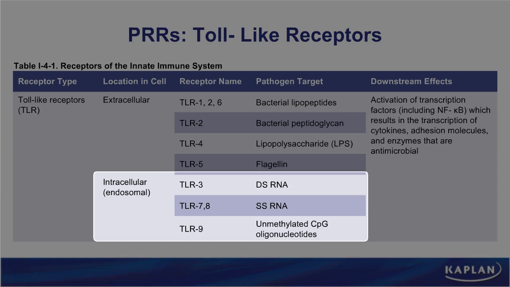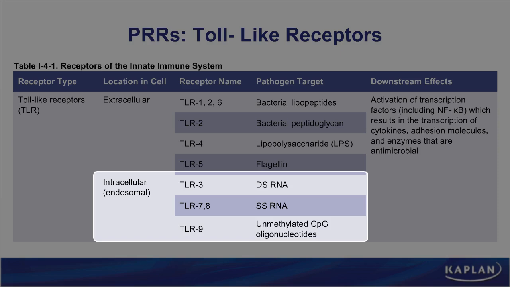Now notice what the intracellular receptors recognize. Double-stranded RNA, single-stranded RNA. We associate that with a viral infection. So the fact that these receptors are inside the cell also makes sense, as well as things like unmethylated CpG oligonucleotides. And those are going to be associated with bacteria that have either been intracellular infections or from bacterial infections that have not been cleared.